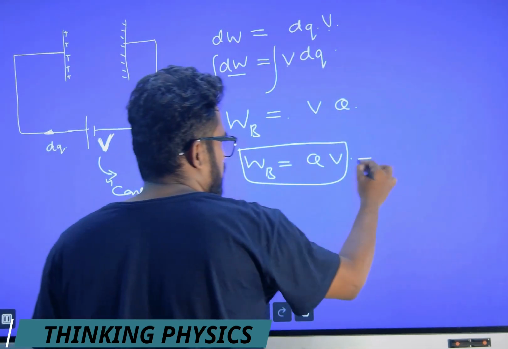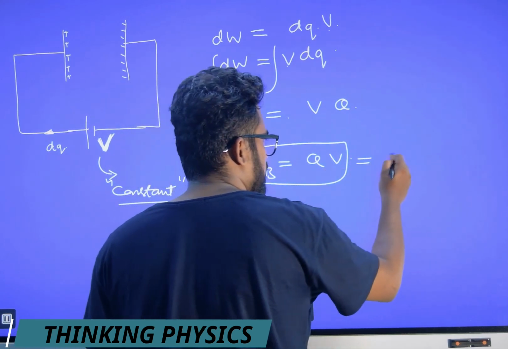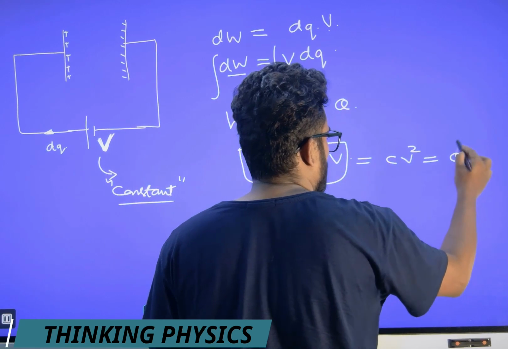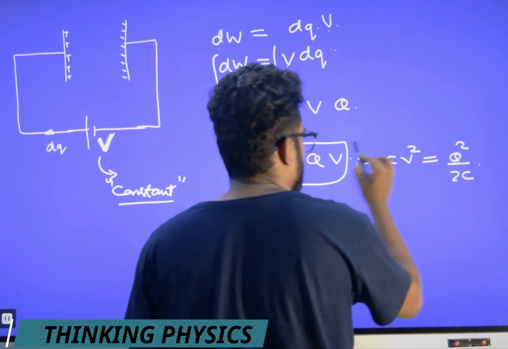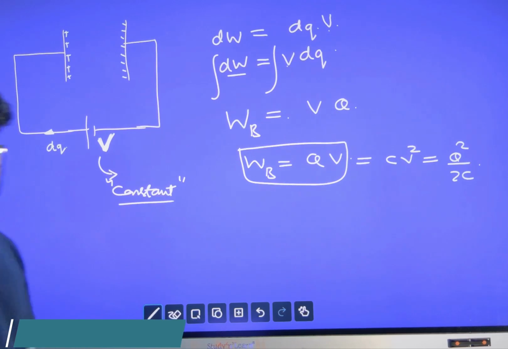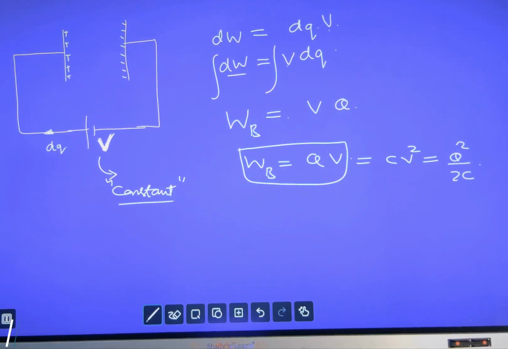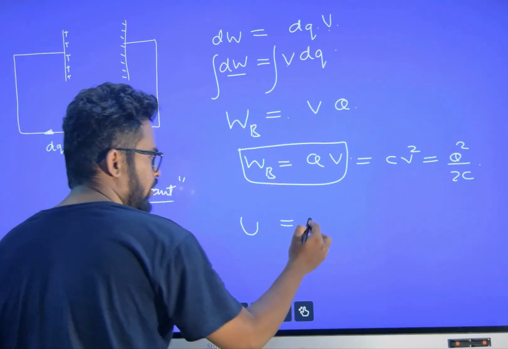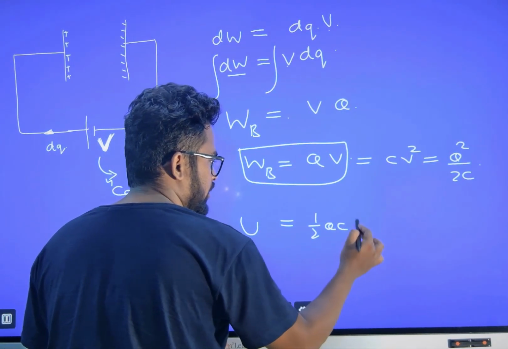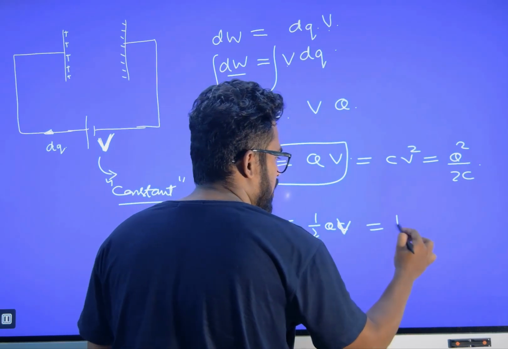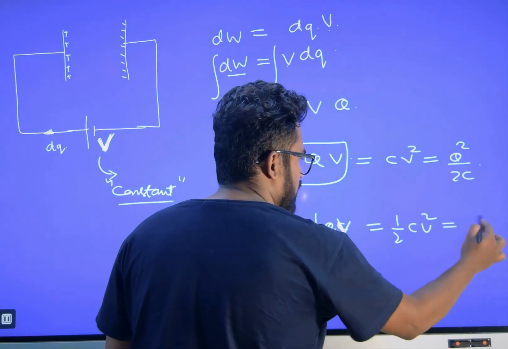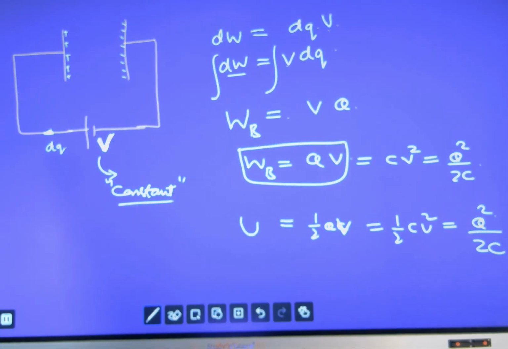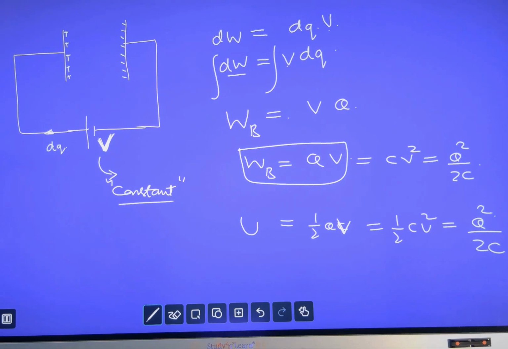Okay, q equals CV, so CV square or q square by C. So again, work done by battery also has three formulas. Like energy stored was how much? Half qV, half CV square, and q square by 2C. Okay, next parameter.